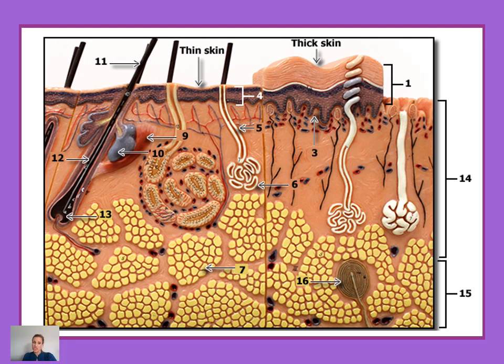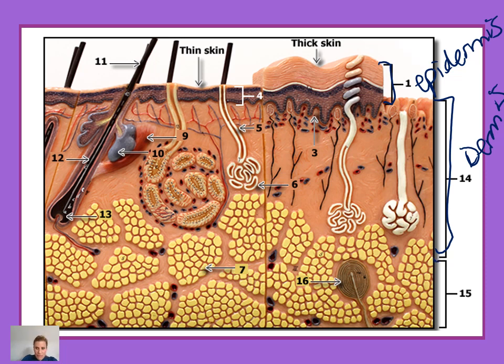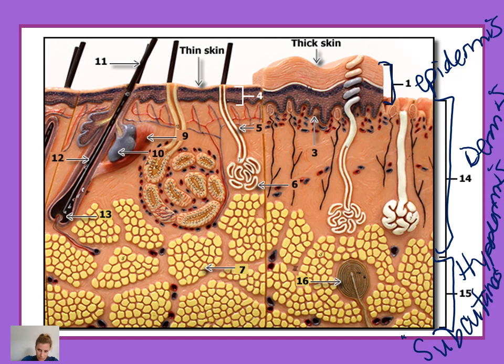Right off the bat, what we have is the general layers. Number one here is the epidermis, the outermost layer. Underneath the epidermis, we have the dermis. And then deep to the dermis, the region that's closely associated with the skin is called the hypodermis. And what else do you call that? Hopefully you said subcutaneous. Right, subcu.